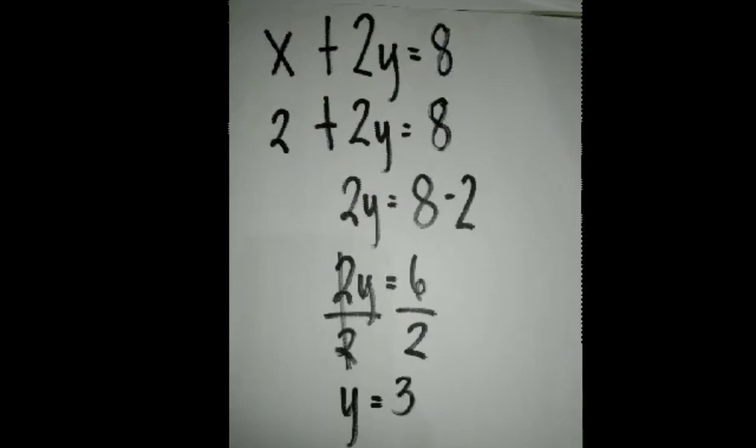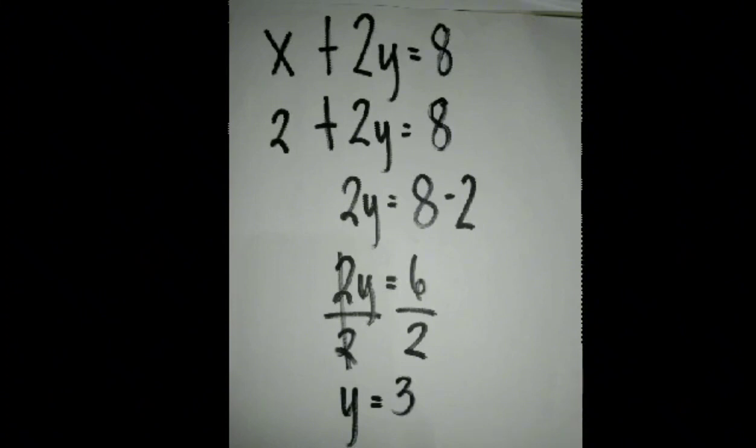Since we already know that the value of x is 2, we need to substitute x into any of the given equations to solve for y. Therefore, x plus 2y is equal to 8. Then we need to substitute the 2 for x. So 2 plus 2y is equal to 8. Then we need to transpose the 2 to the other side, since we need to combine the like terms. And to continue, 2y is equal to 6.